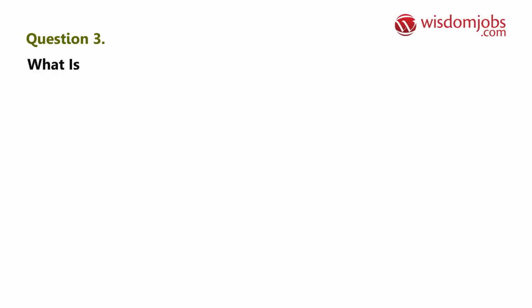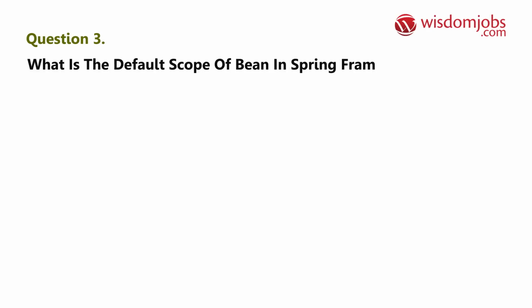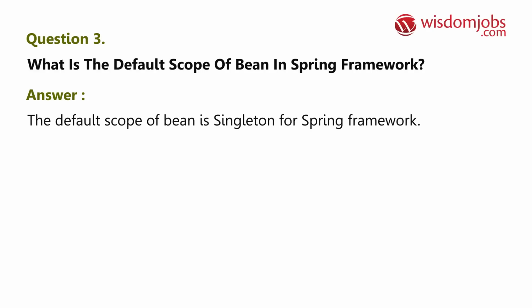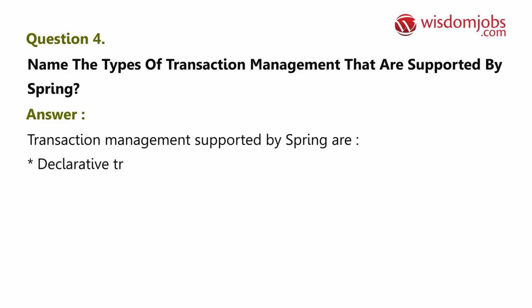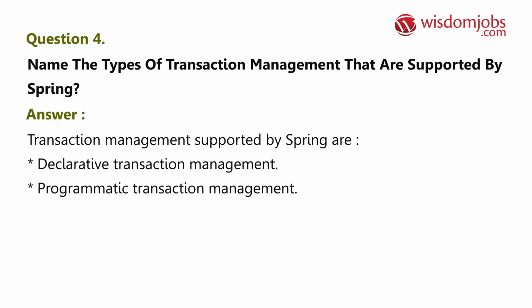Question 3. What is the default scope of bean in Spring Framework? Answer. The default scope of bean is Singleton for Spring Framework. Question 4. Name the types of transaction management that are supported by Spring. Answer. Transaction management supported by Spring are: declarative transaction management, programmatic transaction management.